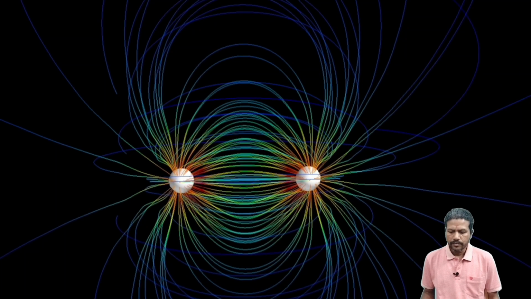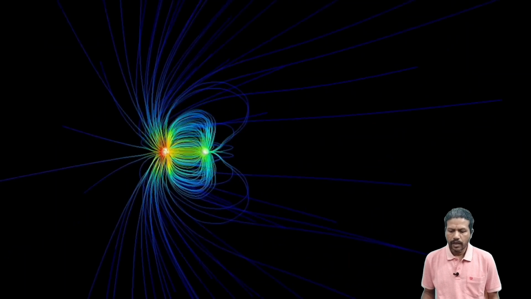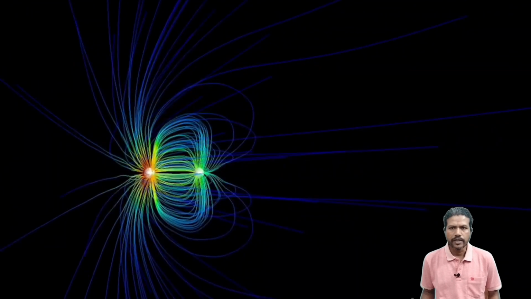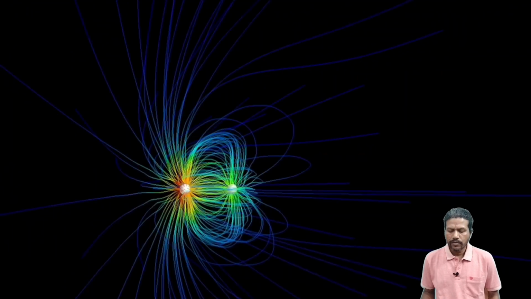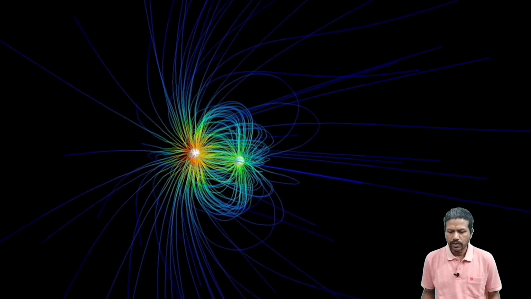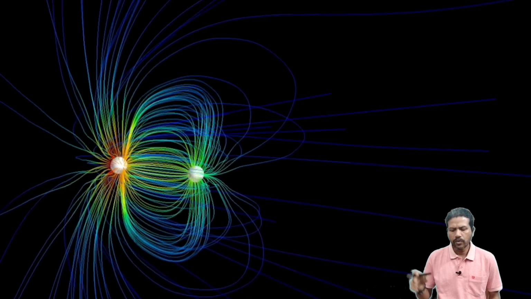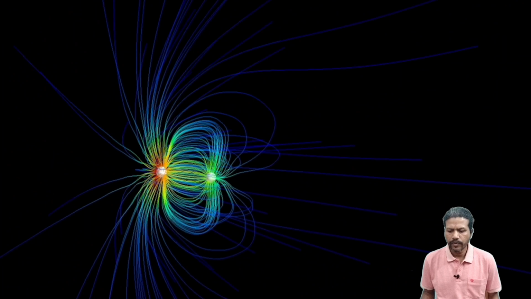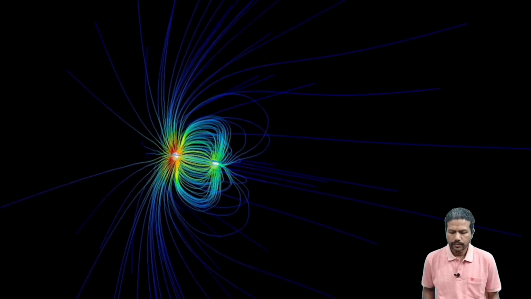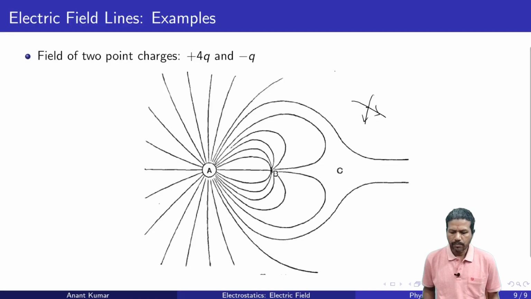And the last example that we have is the one which we considered, 4q and minus q, where we have some region on the right side where the electric field is 0. It's difficult to see this particular thing, but at least we could see the pattern of the field lines. They do indeed go in a very similar manner to what we just saw. So those are a few examples that we have.